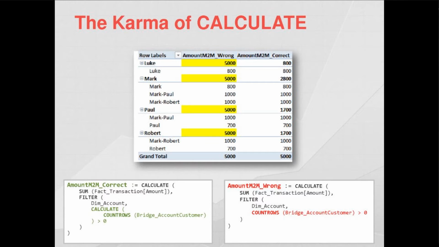Calculate is the most intricate and complex function in DAX because it completely changes how values are computed. And it takes some time to get used to calculate. So instead of studying how this works, we will study how that works. And the result of amount many-to-many wrong, of course, is wrong. You can see that amount many-to-many wrong shows wrong numbers for all the customers. Then we will correct it.